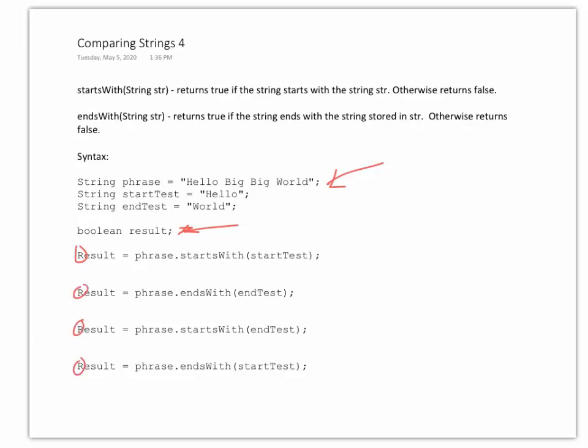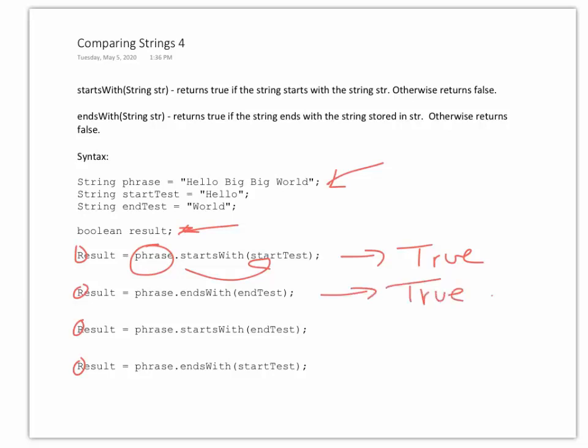Okay, phrase starts with start test. So it looks to see if the phrase starts with start test, that's hello, and we can see that it does work. So this is going to return a true result. Ends with end test: we check to see if the phrase ends with the word world, and it does. So this will also return true.